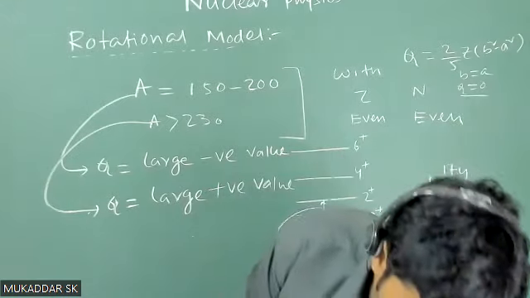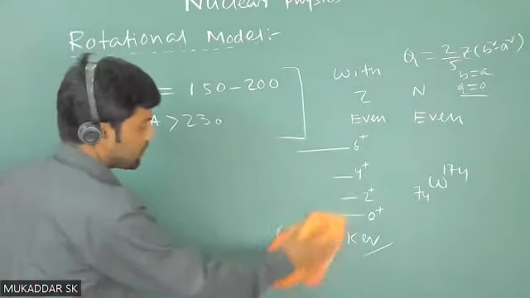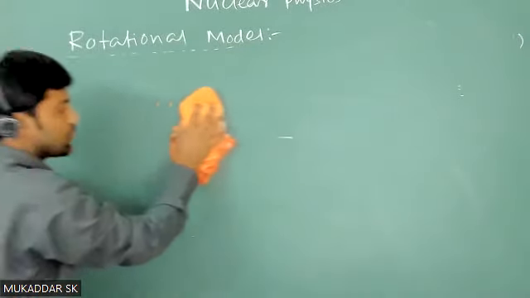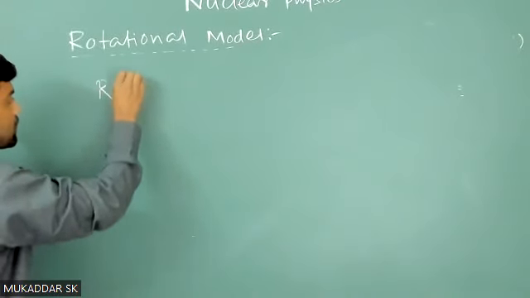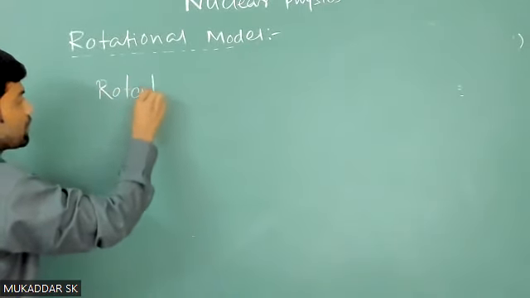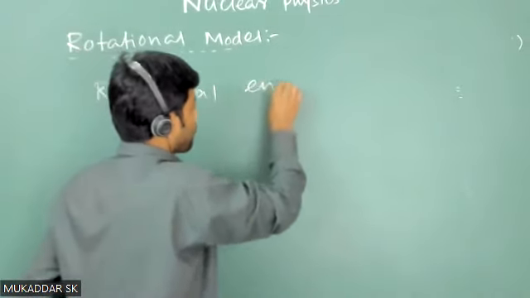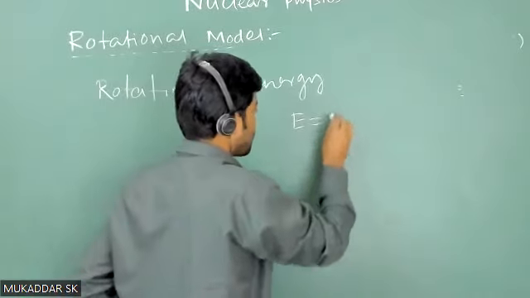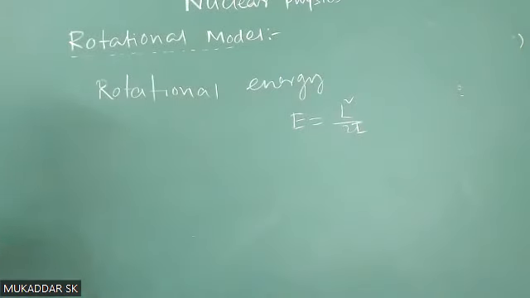Rotation of such nuclei. If the nucleus possesses rotation, then what will the rotational energy be? The deformed shape is arising because of rotation, and that rotational energy I can write as E equals L squared by twice I, where I is the moment of inertia and L is the orbital quantum number.